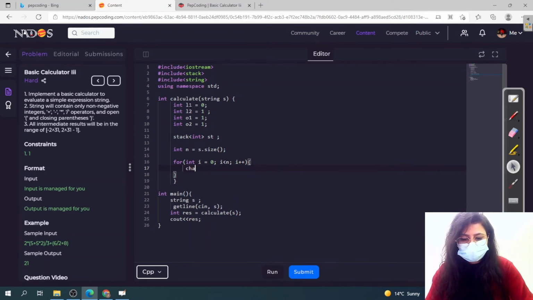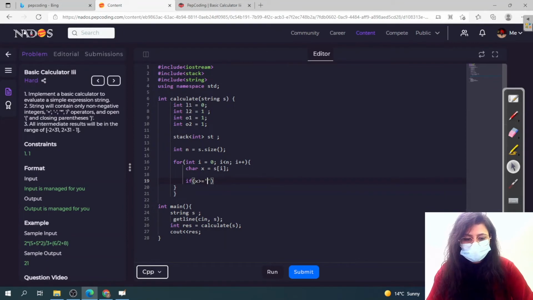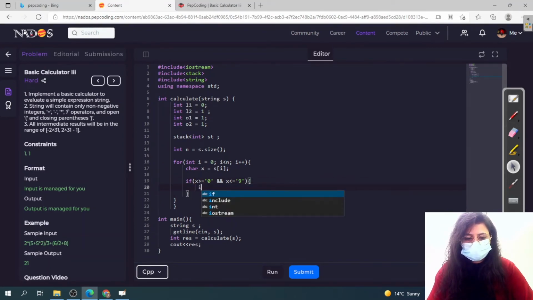What we'll do is make a character x which will contain the value string of i. Next, we will check if x is greater than or equal to 0 and x is less than or equal to 9. We have the characters between 0 and 9. Then we'll make a variable num which will be equal to x minus the character 0.